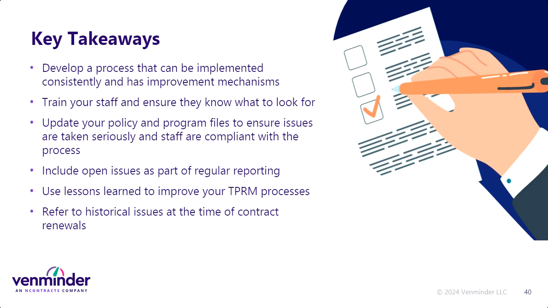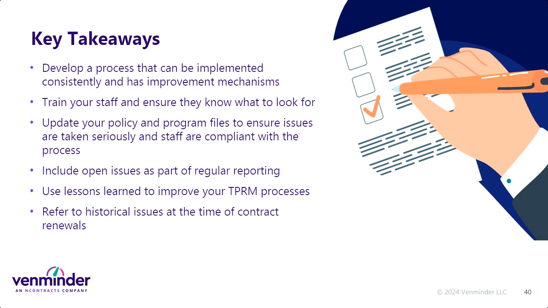So as always, we're going to end with some key takeaways. Develop a process that can be implemented and has some improvement mechanisms along the way. Train your staff and make sure they know what to look for. Update your policy and program files to ensure that issues are taken seriously. Include open issues as part of regular reporting. Use lessons learned from issue management to improve your TPRM process. And refer to historical issues at the time of contract renewals. That's a big one. Don't forget to do that.